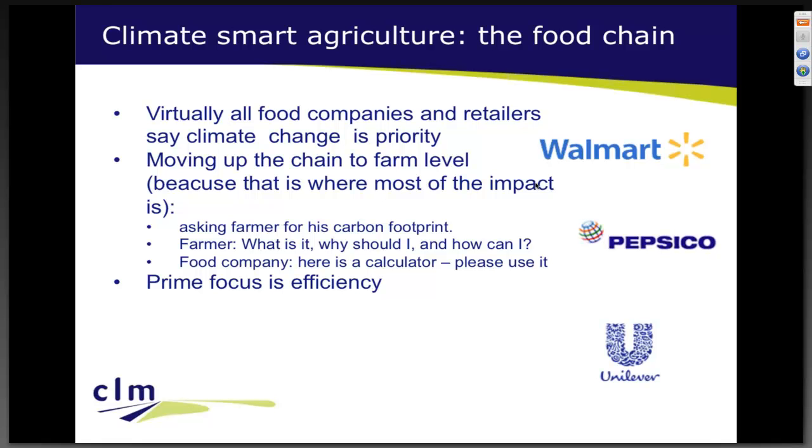And the prime focus of these food companies is, as I said, efficiency. Although some of them are thinking about this larger scale, regional level, watershed level, they are aware that they need to go beyond the field and the farm. But for now, this is about reducing nitrogen and greenhouse gas emissions per kilogram of product.